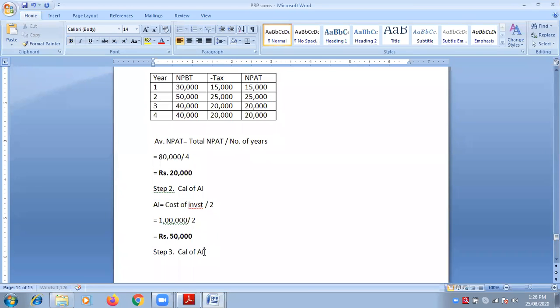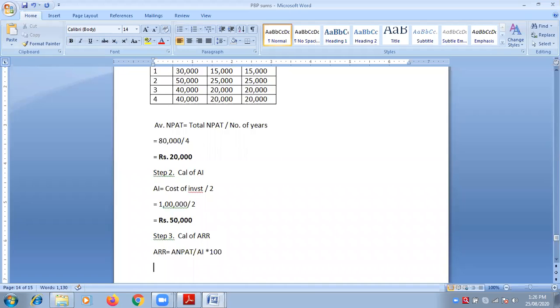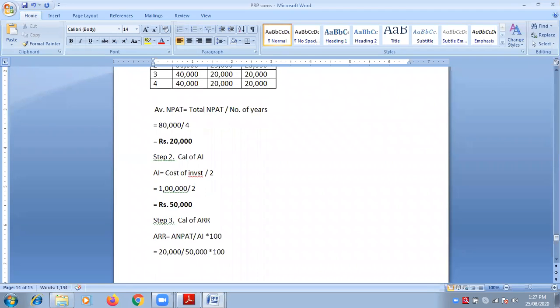Step number 3, calculation of ARR. ARR is equal to average net profit after tax divided by average investment into 100. Average net profit after tax, what was that? The answer of first step. Answer of step number 1 was 20,000, which is average net profit after tax. Very good. The answer of step number 2 was rupees 50,000, which is my average investment. Into 100 because I need to convert it into percentage.